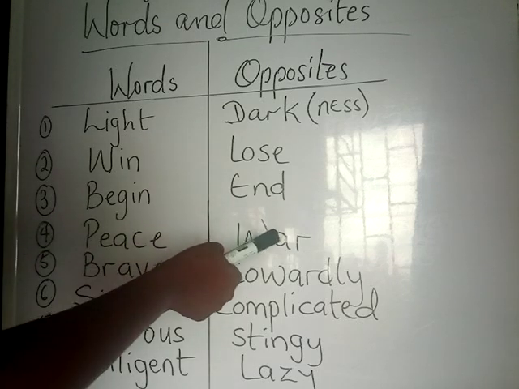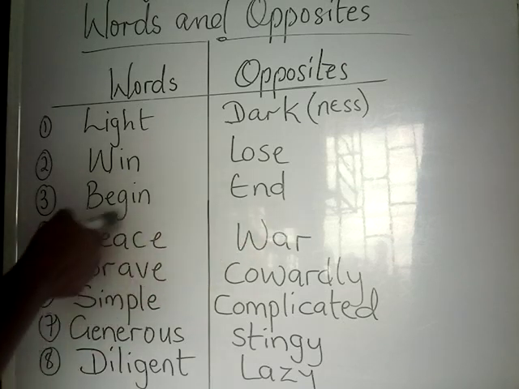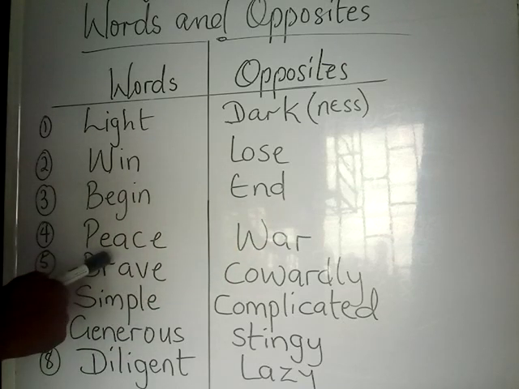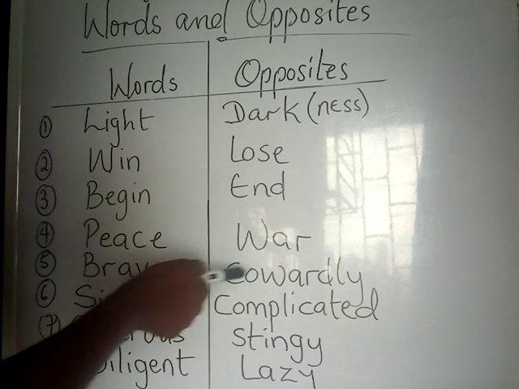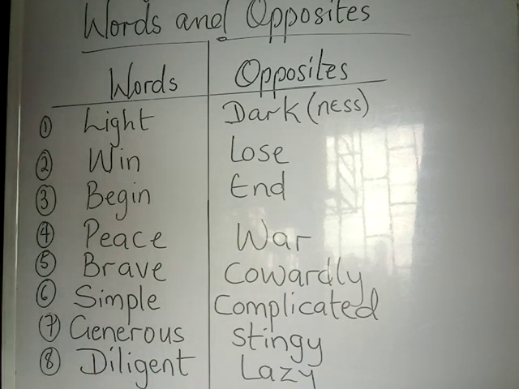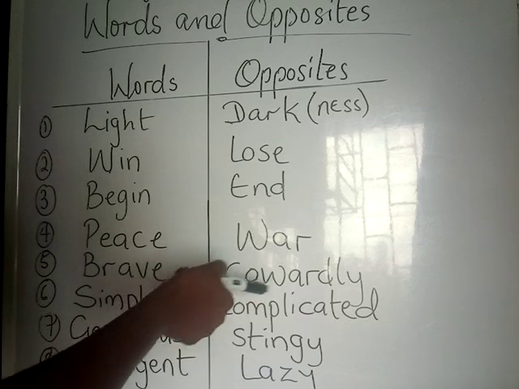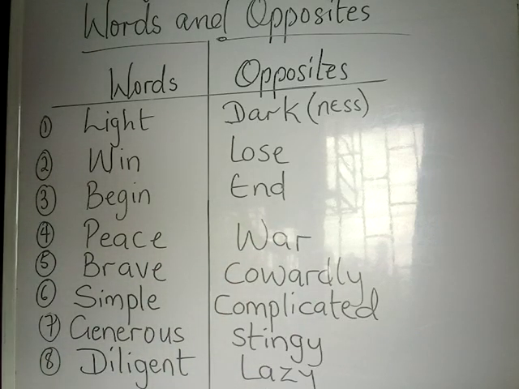The opposite of peace is war. War, when there are fights and stuff like that. Number 5, brave. When you're brave, it means you are bold, you are courageous, you are fearless. And the opposite of that word, brave, is cowardly. Another opposite of brave could be timid, or fearful.